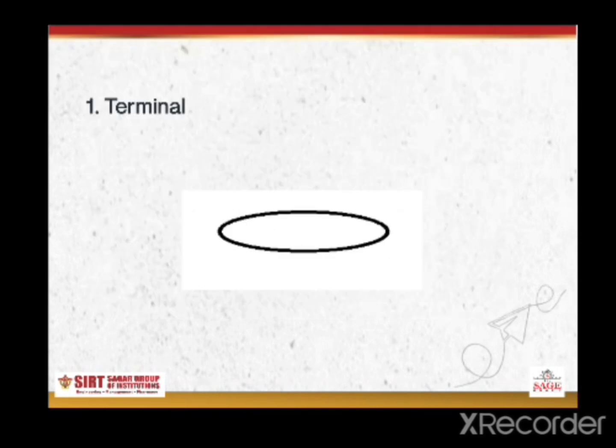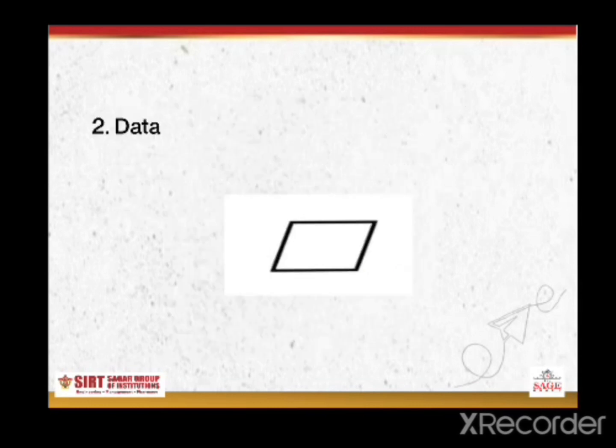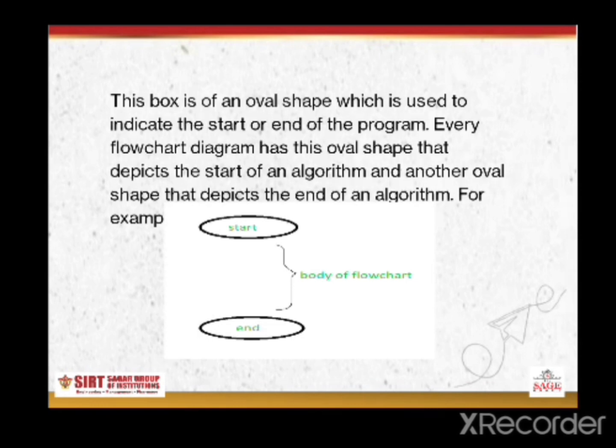First is the terminal, which is an oval-like shape used to start and end the process. We use it to indicate the start and end of the process. In this diagram you can see the oval used to represent the start and end of the process. Here this is the start and this is the end, and in between there will be the body of the flowchart.